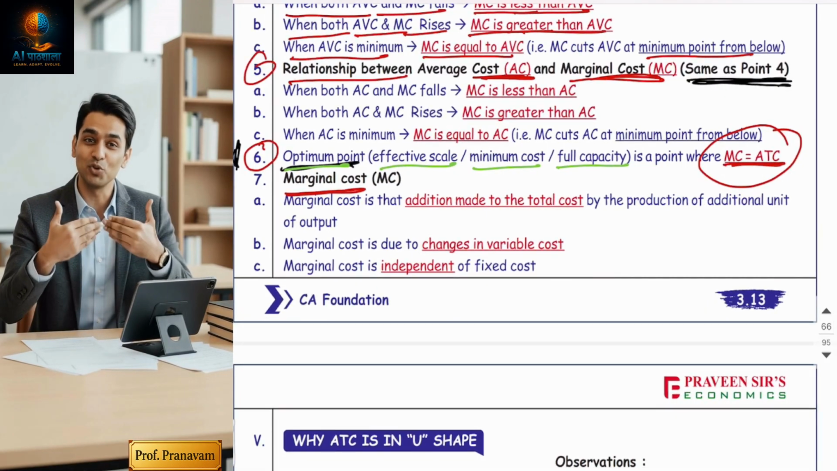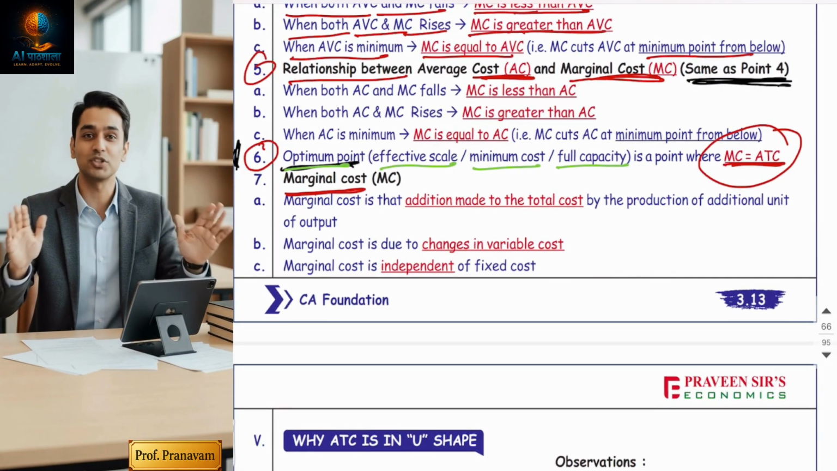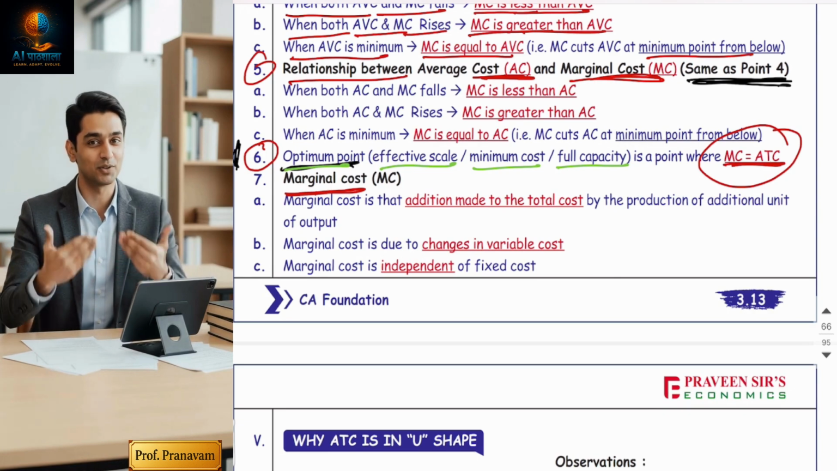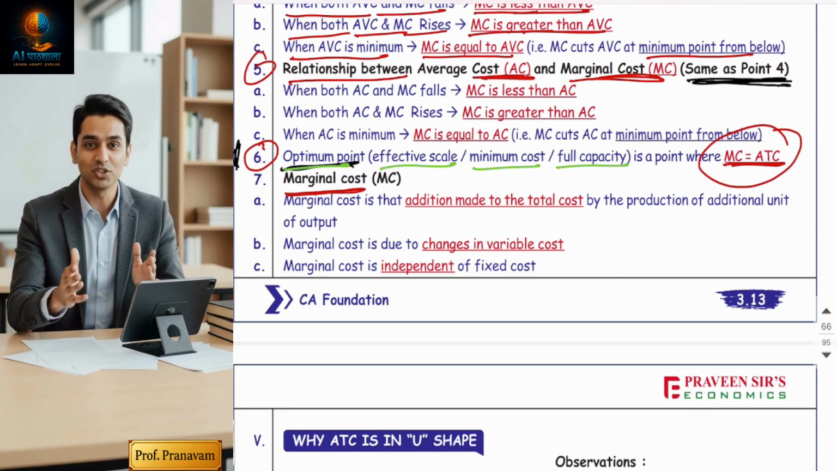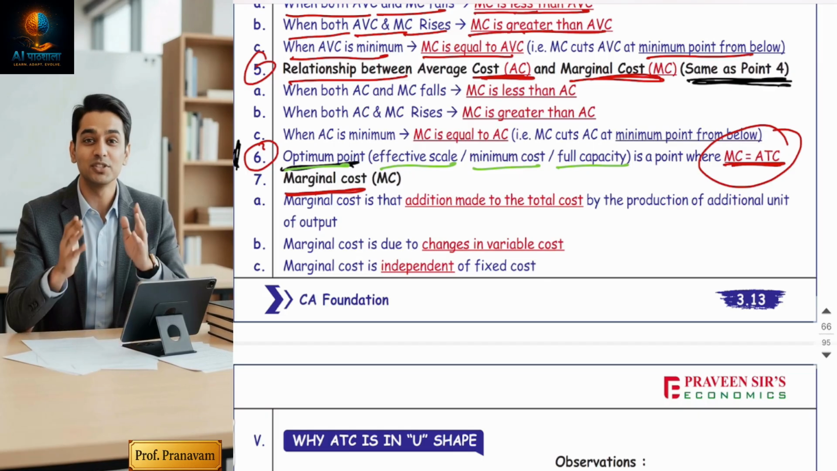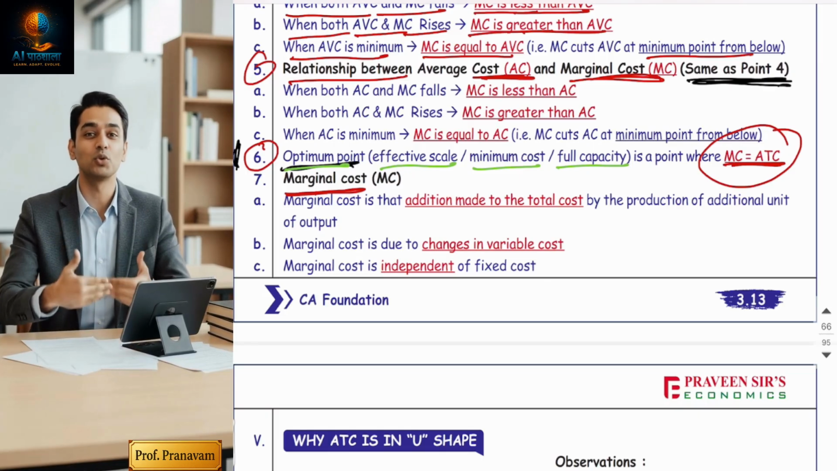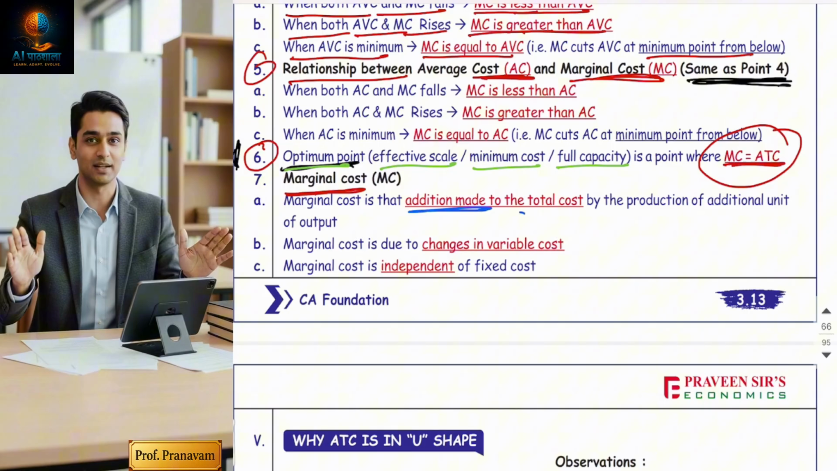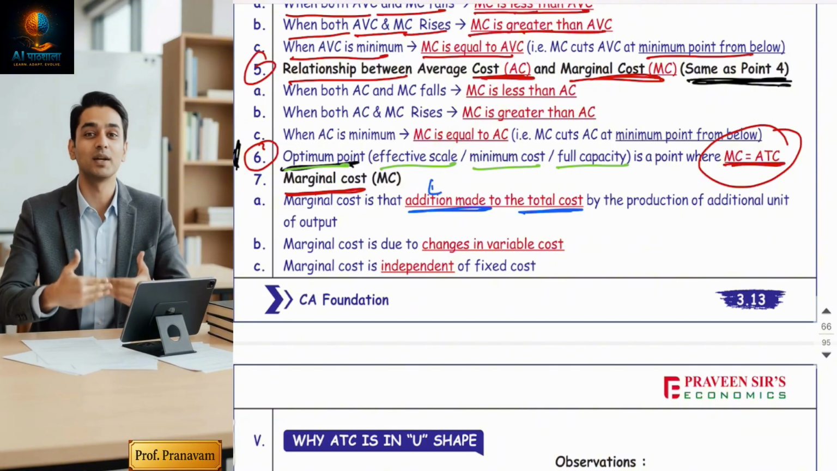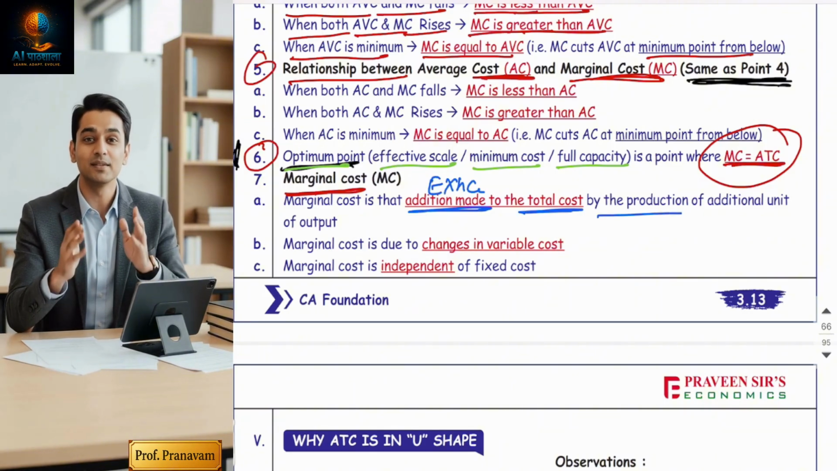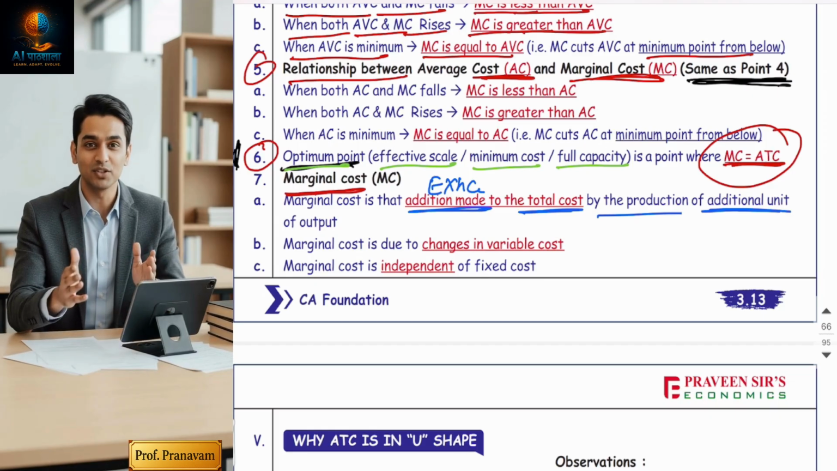What is the meaning of marginal cost? I already explained you. Marginal cost means it is an additional cost incurred to produce extra output. So see, marginal cost is an addition made to the total cost. It's an extra cost by the production of additional outputs.